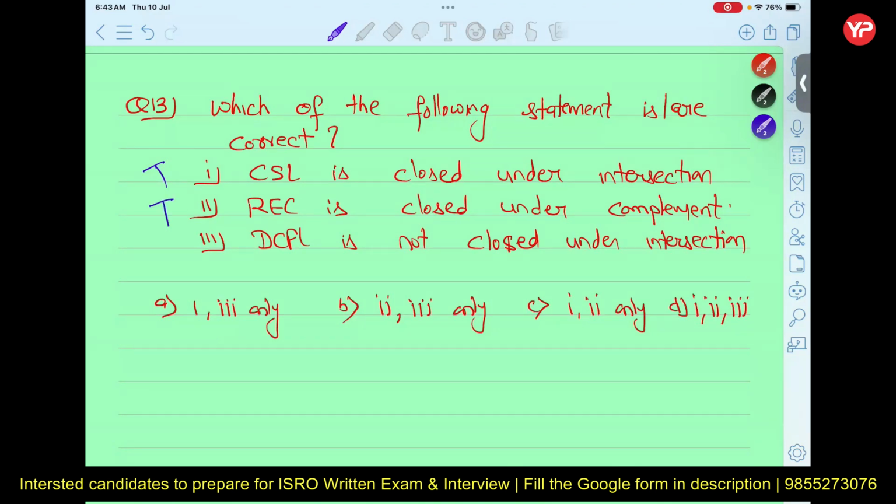That is true. DCFL is not closed under intersection. DCFL is closed under complement and intersection with regular, but it is not closed under intersection. Fine. So it is not closed. The option says not closed. Yes, that is absolutely true. So all are true.